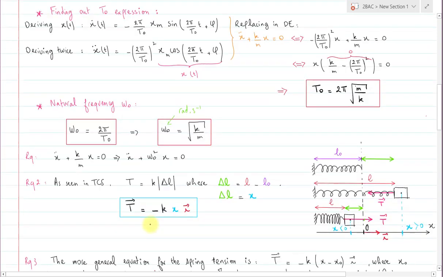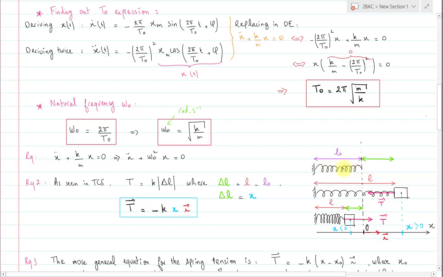Second remark: this has to do with the equation as you have seen in tronc commun. T is equal to k, the spring constant, times the absolute value of delta L, which is the elongation. So delta L is L, the length of the spring at a certain position, minus L0, the length of the spring at rest.